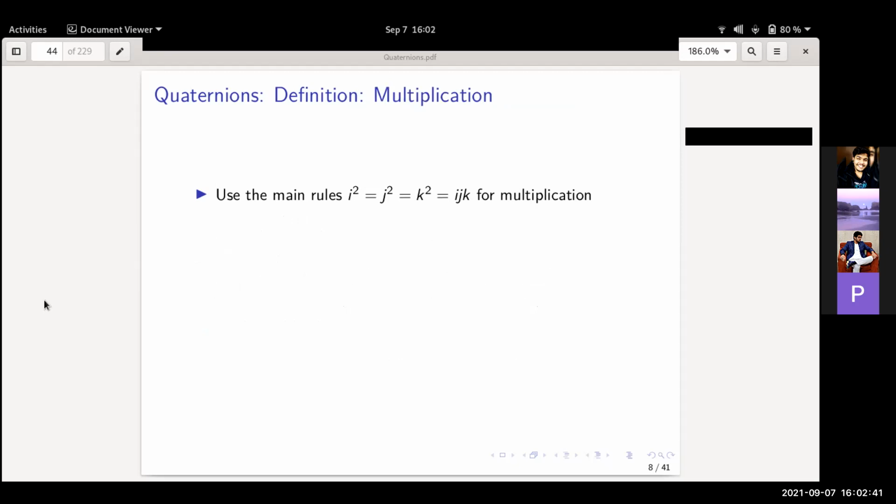Let us look at the multiplication. In order to define this multiplication operation, we have to use this property: i square, j square, k square, and i into j into k, all equal to -1. So when you use this, you observe that ij is equal to k. Can you prove the first quantity? One of you, i multiplied by j.